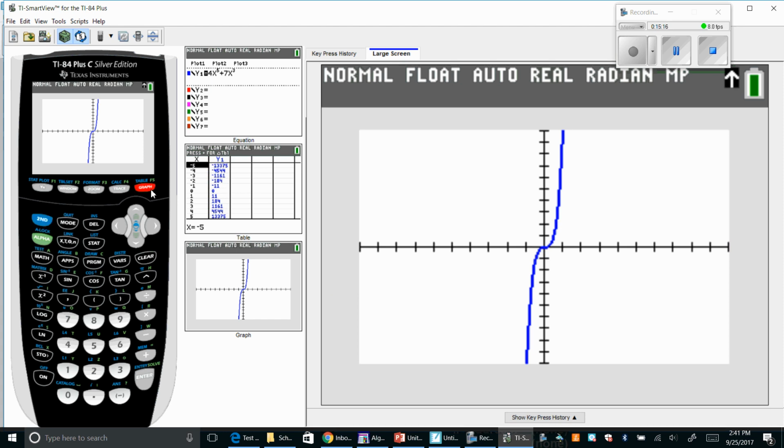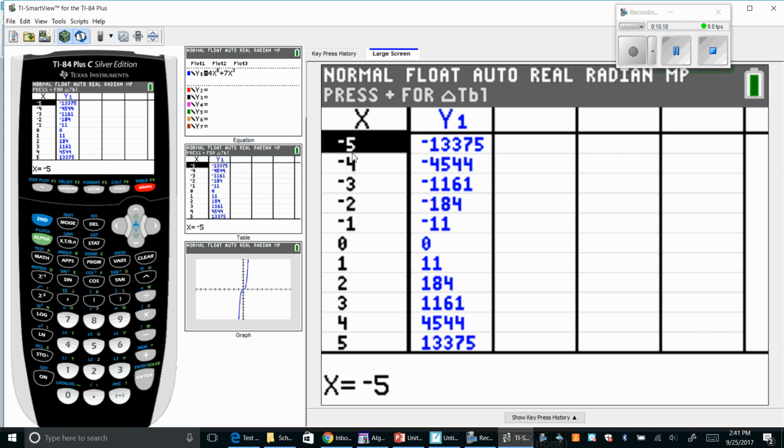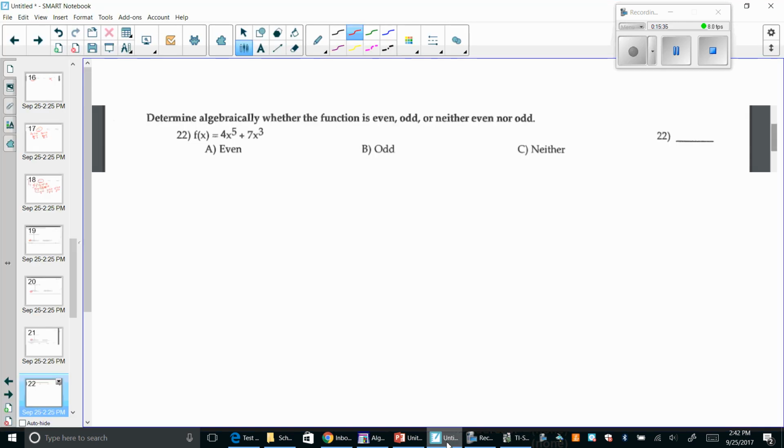So let's go to our table and check algebraically. For -5, I get negative 13.375, and for +5, I get positive 13.375. -4, negative 45.44, +4, positive 45.44. So again, it does appear everything is exactly opposite, which means that this function would be odd. All right, we'll keep on going.